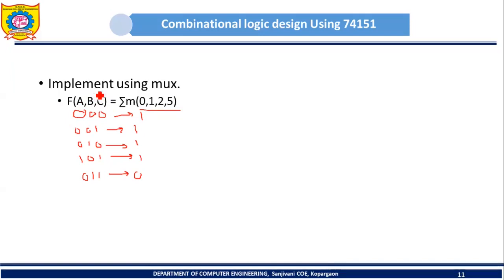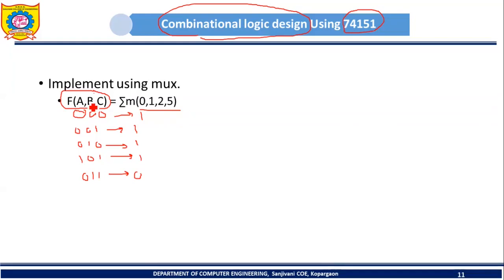Now let's try to design this particular function by using 74151. We have seen that whenever any combinational circuit is to be designed by using a multiplexer, then the input variables of that combinational circuit will act as selectors. In other words, the selector lines of the multiplexer should be considered as the variables of that function which is to be implemented. And then the various data lines present in that multiplexer will correspond to different minterms. So just remember these two statements.